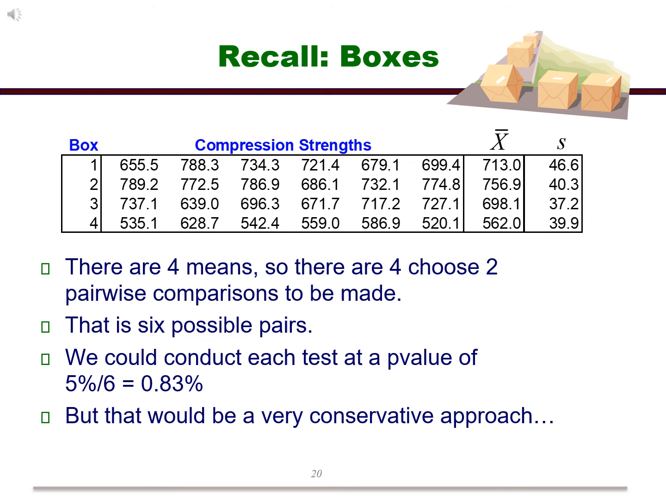There are 4 means, so there are 4 choose 2 pairwise comparisons to make. That's 6 possible pairs. So we could conduct each test at a p-value of 5% divided by 6, or 0.83%. But that would be a very conservative approach.